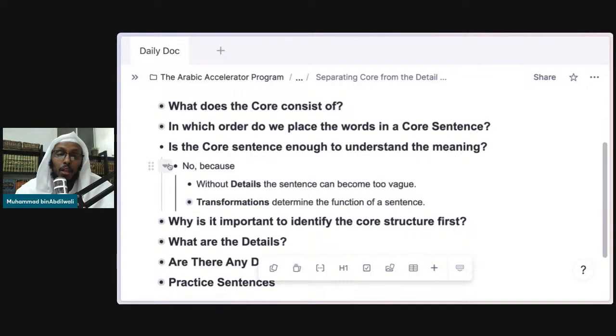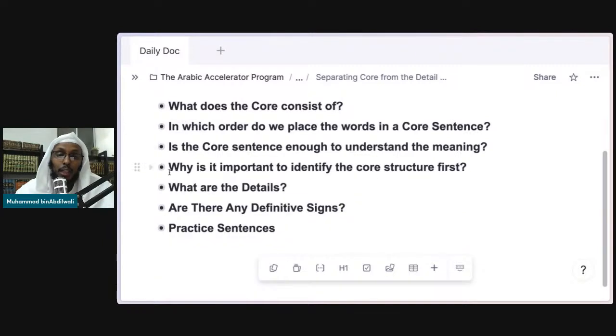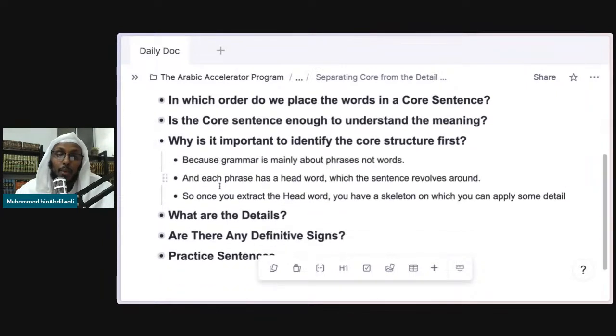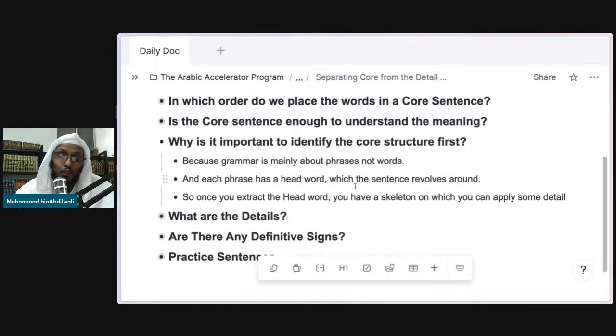Okay. Why is it important to identify the core first? Because grammar, like we said, is mainly about phrases, not words. And each phrase has a head word which the sentence revolves around. So the sentence can be really long, but there are mainly three words, or two words, which are the head words. أنا رأيت, listen, for example. And then the sentence revolves around these three words. And then whatever you do to describe these three words gives the meaning. Okay, so once you extract the head word, you have a skeleton on which you can apply some detail.